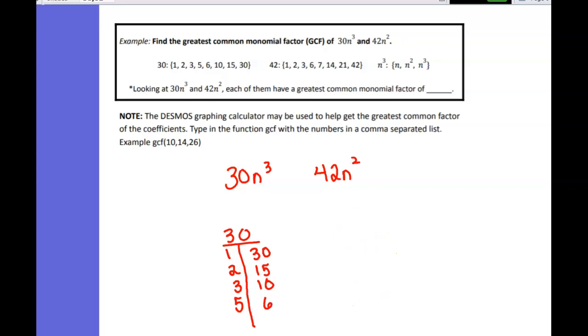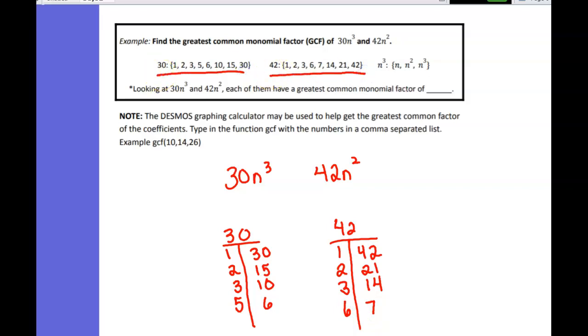If I looked at the number 42, again, I like to start with 1 times 42. It's even, so I know it's 2 times 21. 4 plus 2 is 6, so I know it's divisible by 3, so it's 3 times 14. It's not divisible by 4 or 5. But it is divisible by 6, 6 times 7. So there are my factors of 42. And see here they're listed, 30 and 42. The greatest common factor would be 6 in both of those.